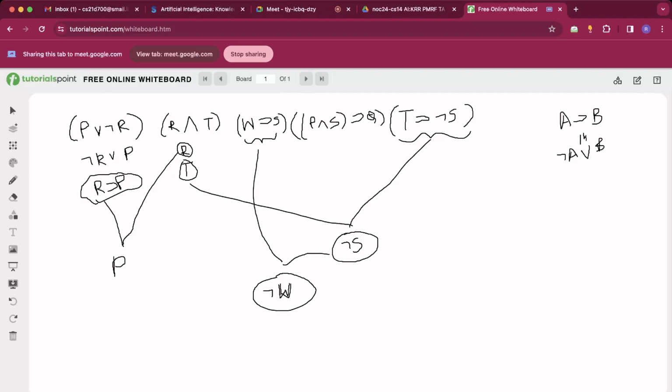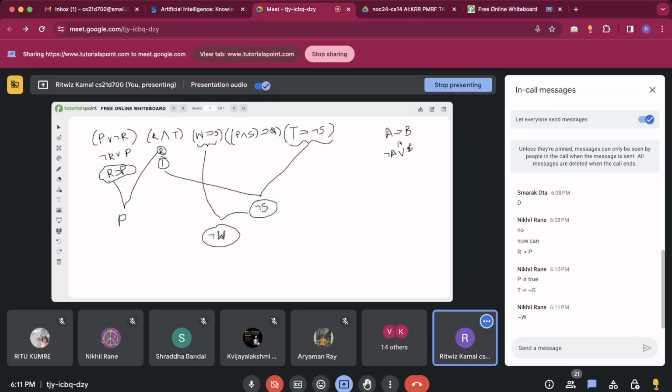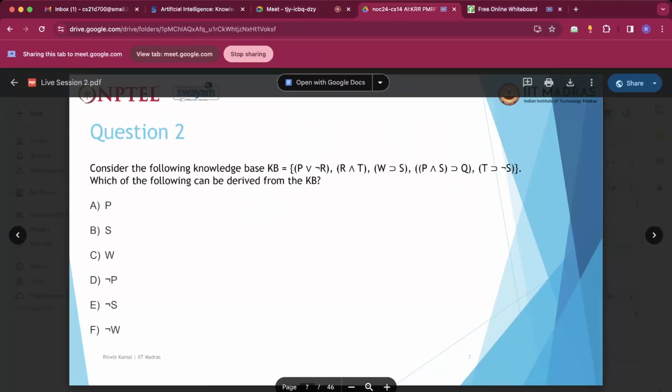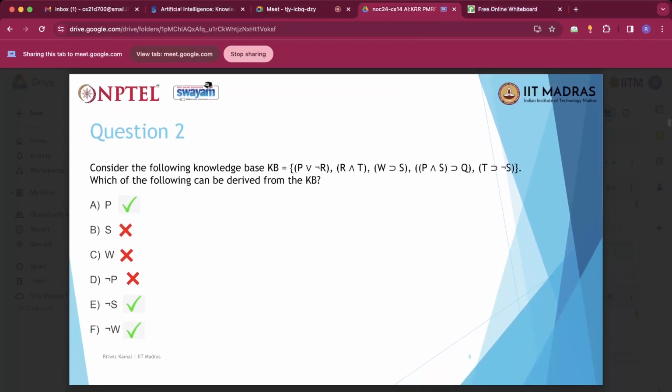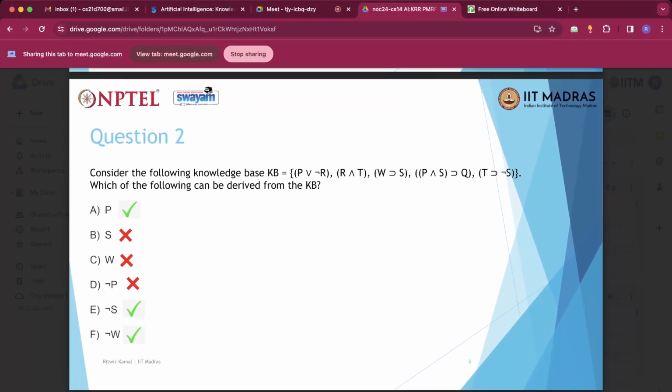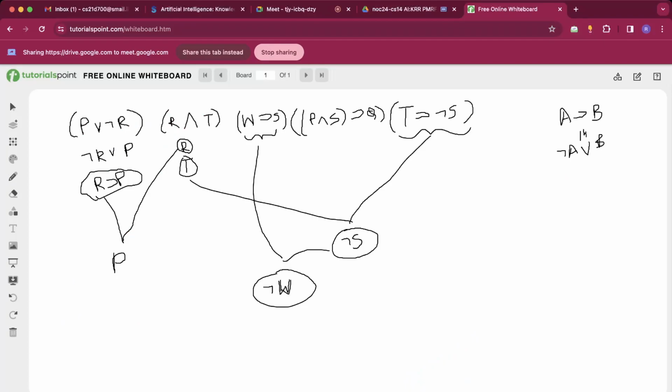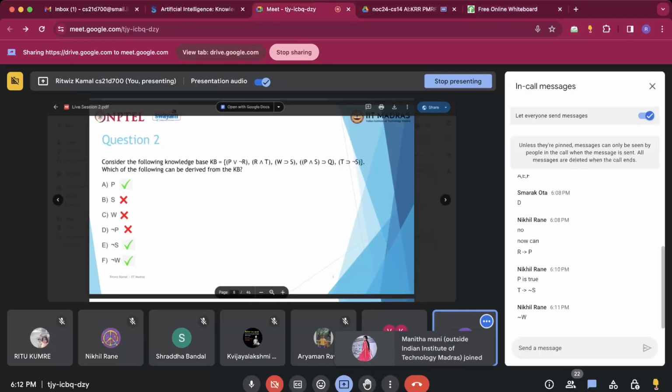Okay, now is there anything else that we can derive, or are we done? Let's have a look at the answers and check for ourselves. So as it happens, we cannot derive anything else. So we have already derived P, we derived not of S, and we derived not of W, right? So these three are the correct options, A, E and F. Any doubts in this question?